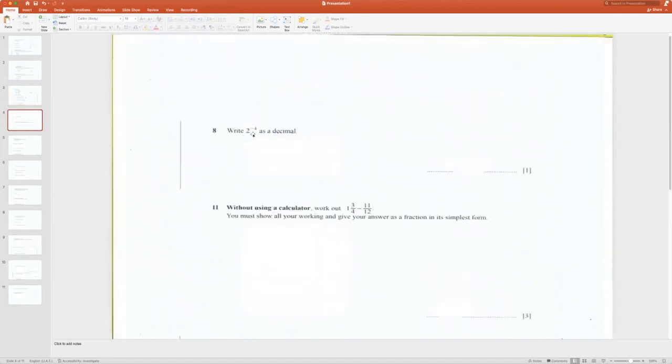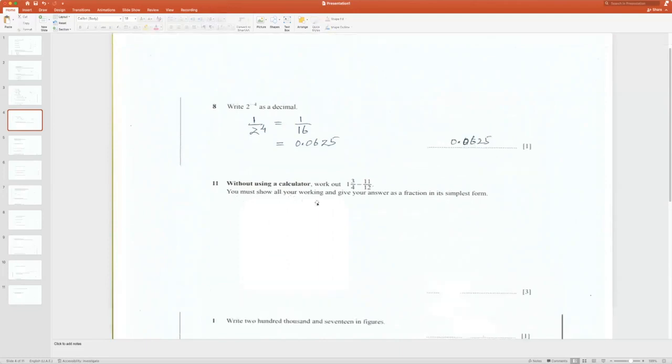Write 2 to the power minus 4 as a decimal. So 2 to the power minus 4 means 1 over 2 to the power 4. 1 over 2 to the power 4 means we have to write 2 four times. So 2 to the power 4 is 16. So 1 over 16, we can calculate. We can use a calculator for this. In the exam, you can use the calculator. So easily you can calculate the value as 0.0625.